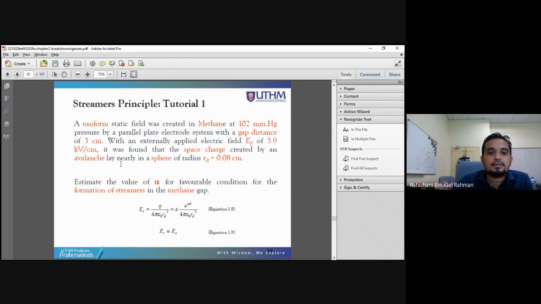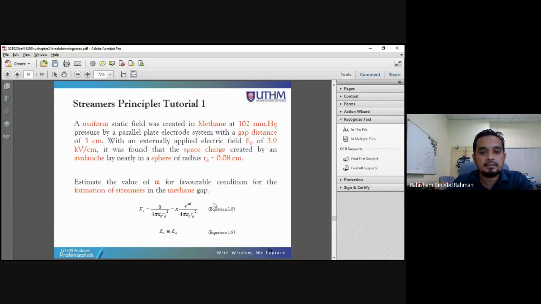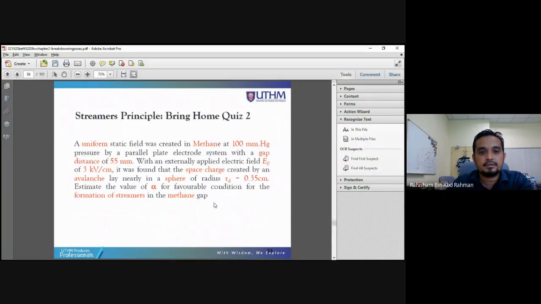And then we have here the streamer principle, how to calculate based on some mathematical formulation. This is also quite straightforward. It's just mathematics. We have the formula and we have the values, and you can calculate.